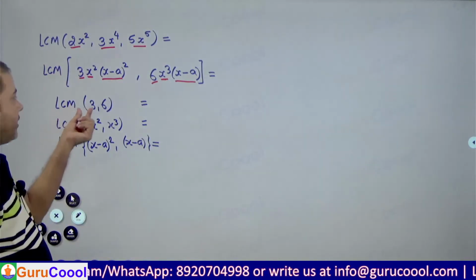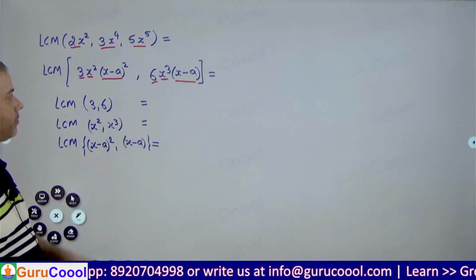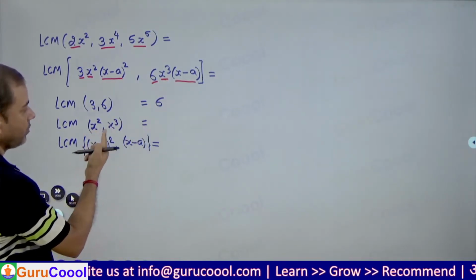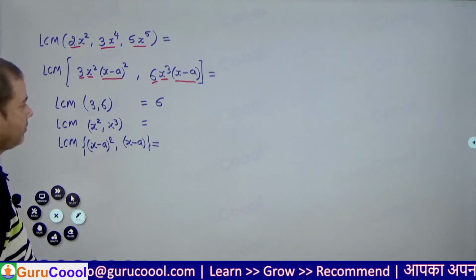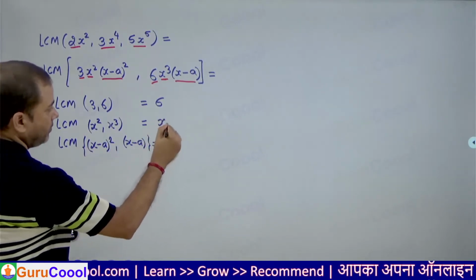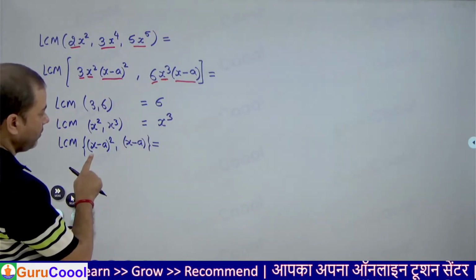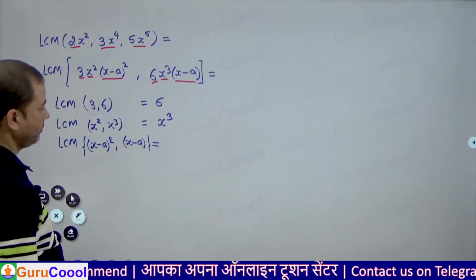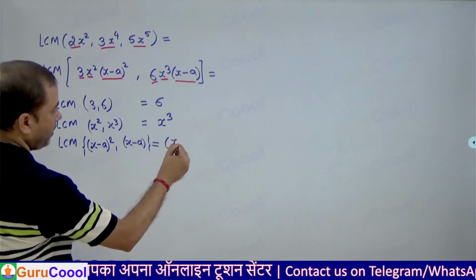Okay, what is LCM of 3 and 6? Sir, 6. What is LCM of x square and x cube? Sir, x cube. And what is LCM of these two? Sir, x minus a whole square.